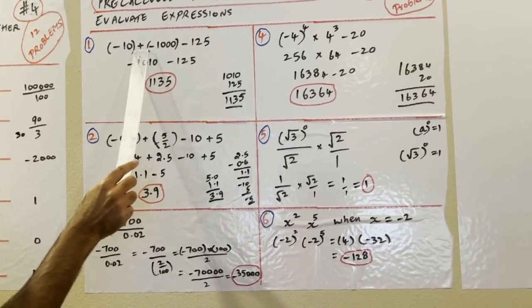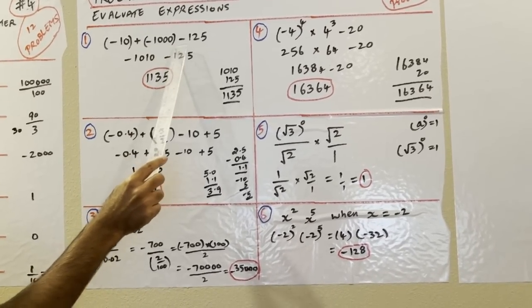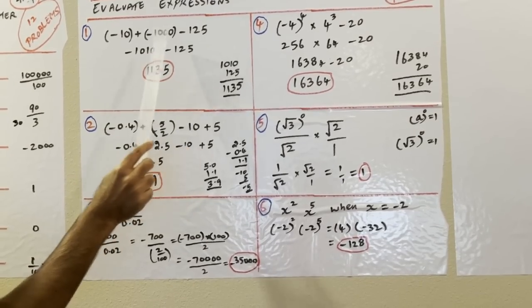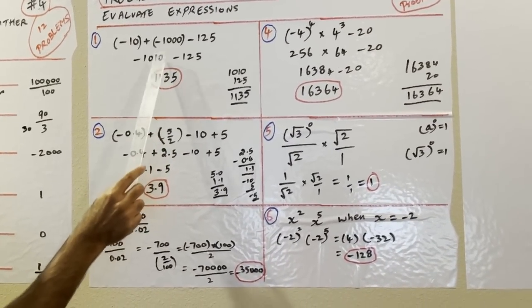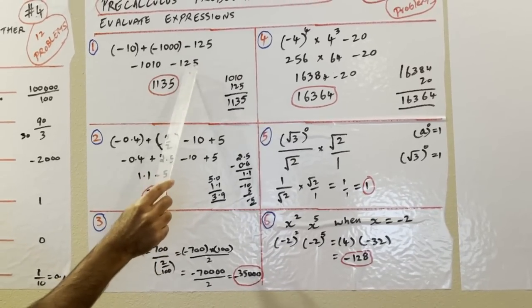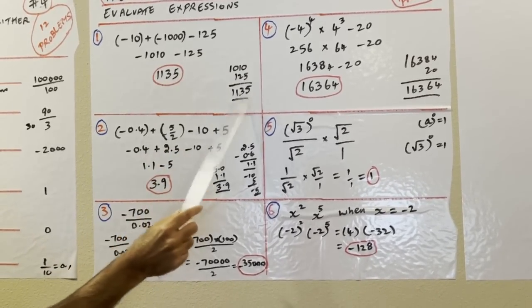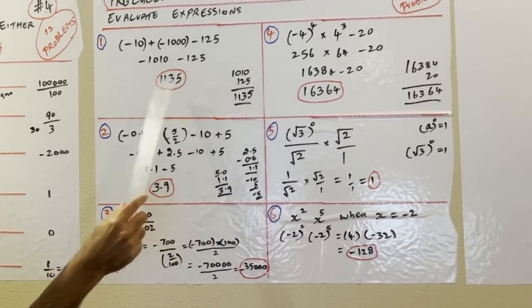-10 plus -1000 minus 125. So when you evaluate these, you got to add it up actually, right? Both are negative. -125, you got to add these two. So 1135 is the answer.